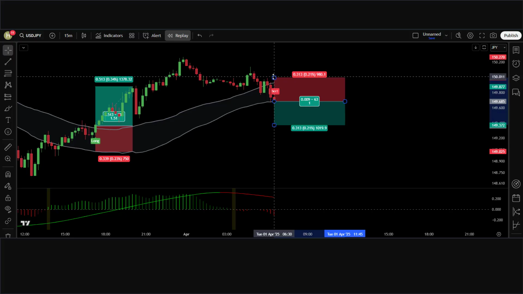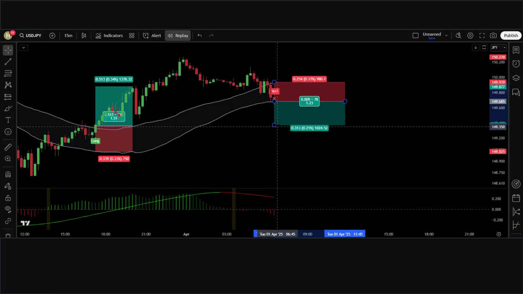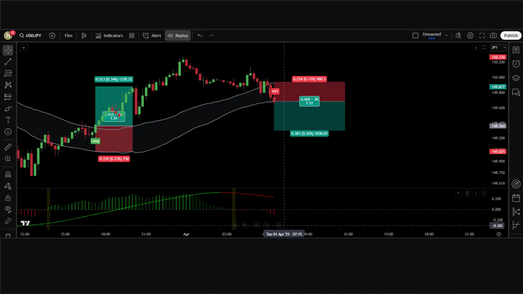Our stop loss will be placed at the IU Smart Flow System indicator's bull line. And the risk-to-reward ratio will be 1:1.5. Let's see what happens to our trade.